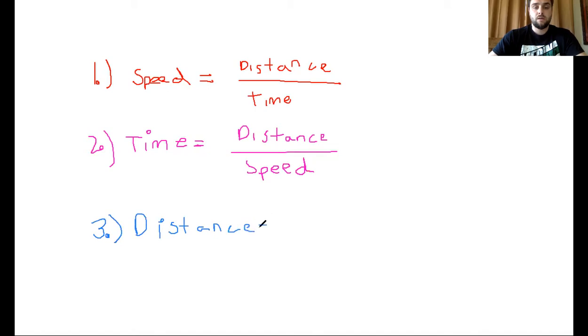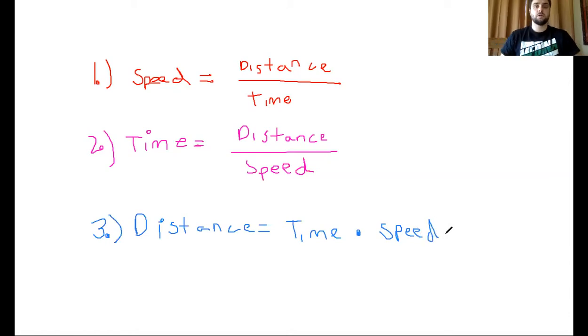Okay. This one, we're actually not dividing. We're going to go ahead and multiply. So distance is going to be your time multiplied by your speed. All right, that's the 3.